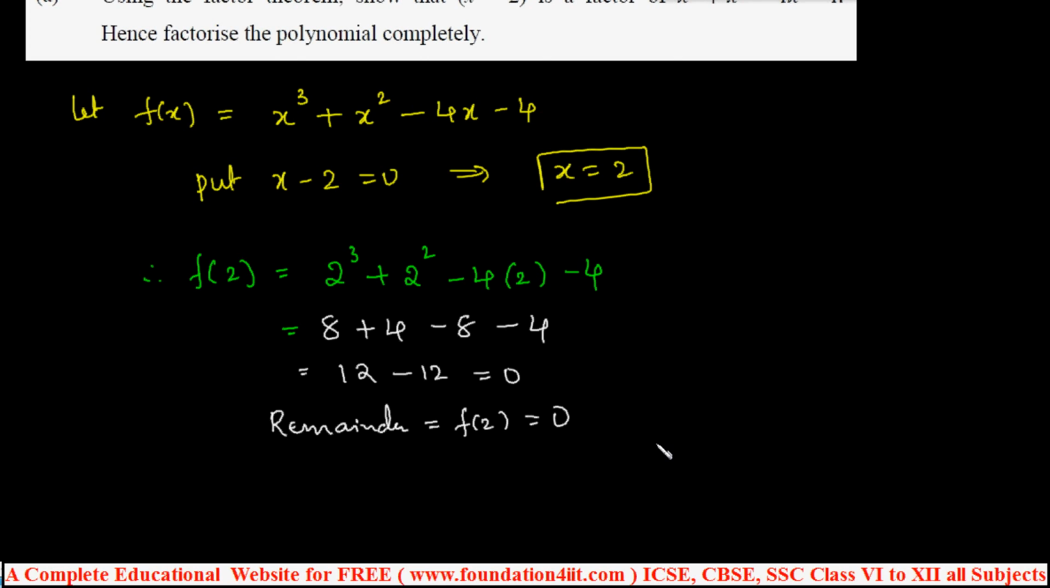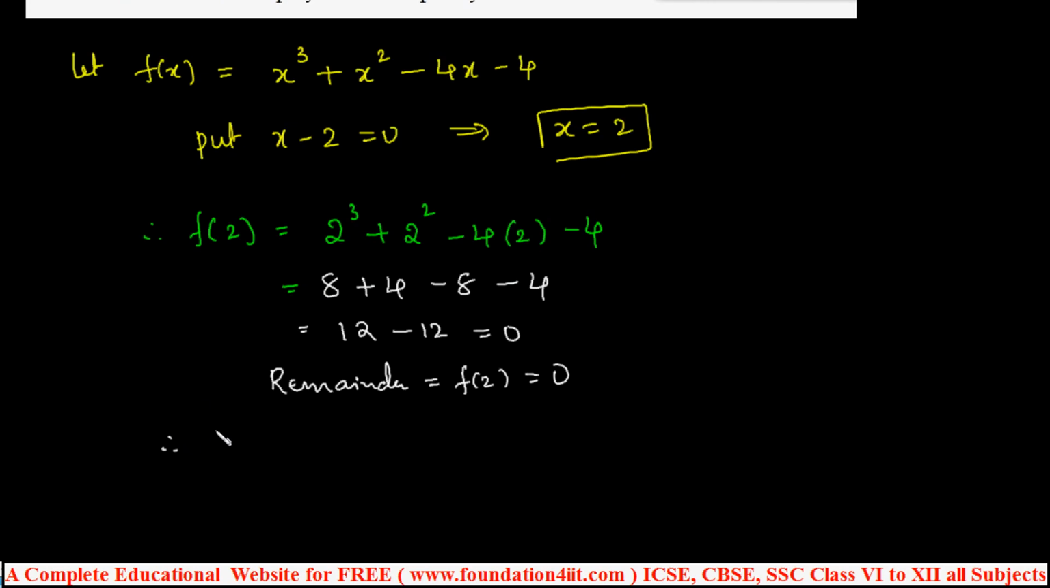Then x minus 2 is a factor. So therefore we can conclude this: x minus 2 is a factor of that f of x, that polynomial x cube plus x square minus 4x minus 4.